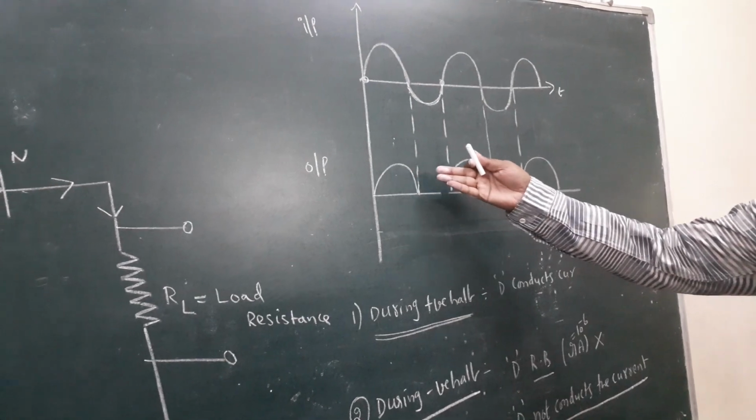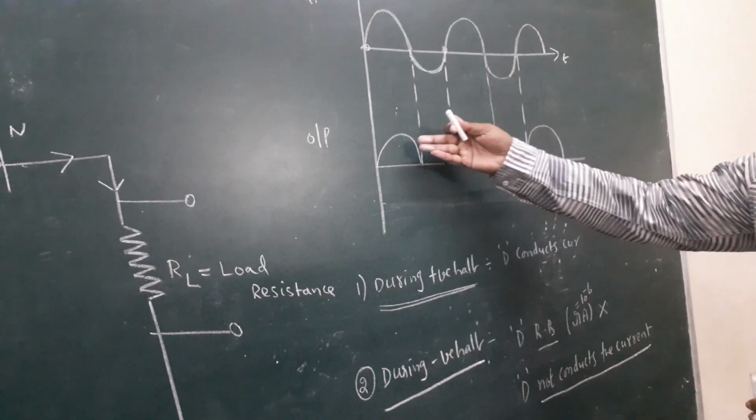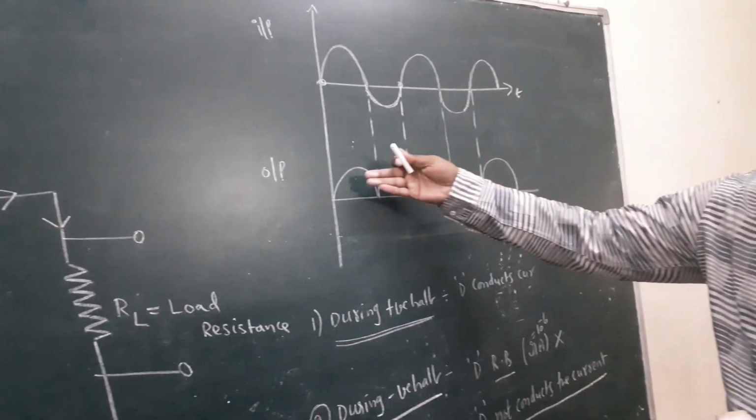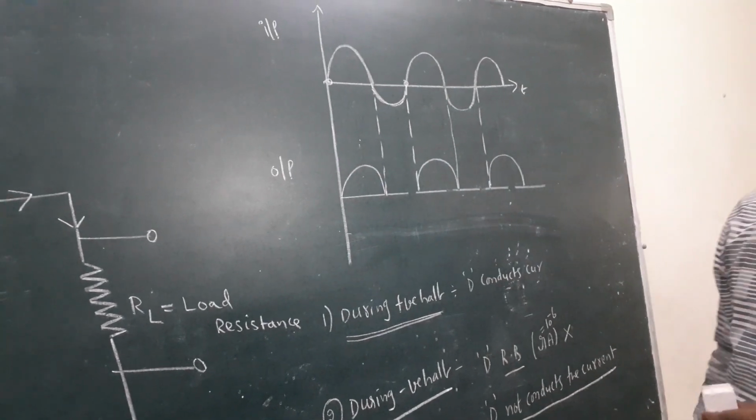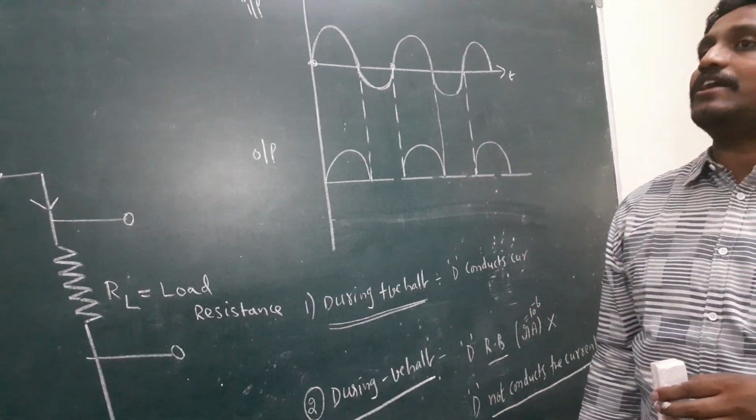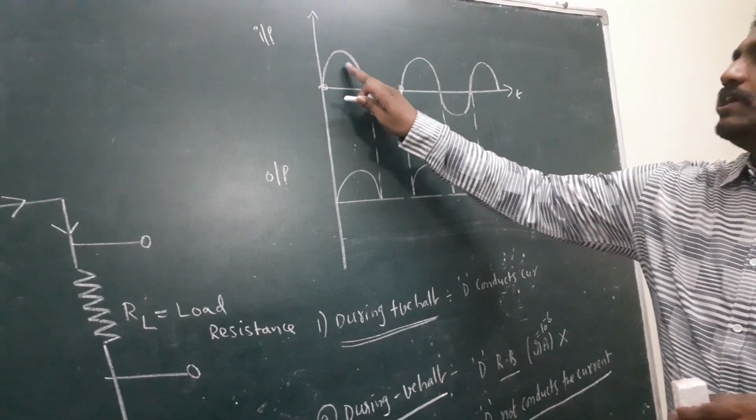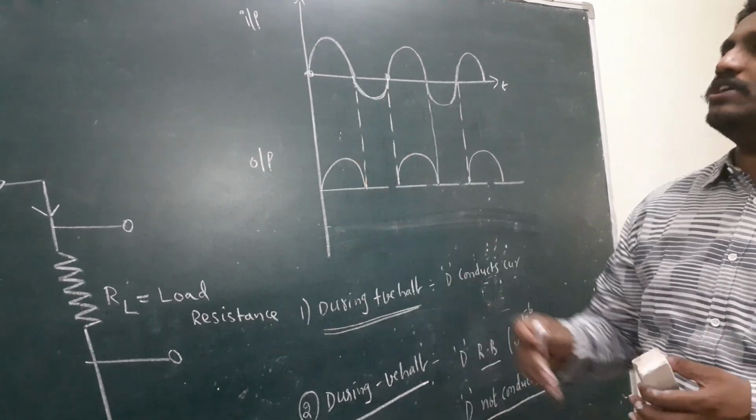All are on the upper side, all are on the positive x-axis. That means all are in only one direction. So that's why this current is called direct current. And simply AC will be converted to DC.